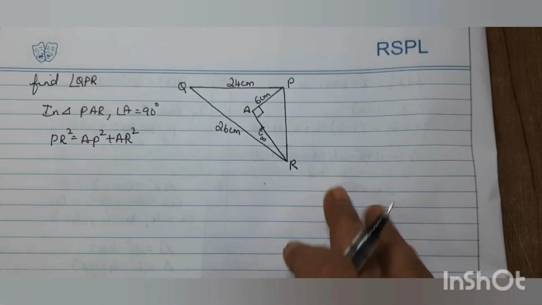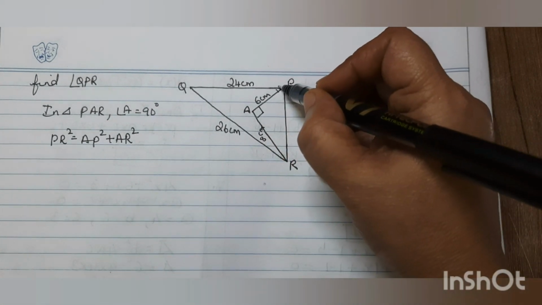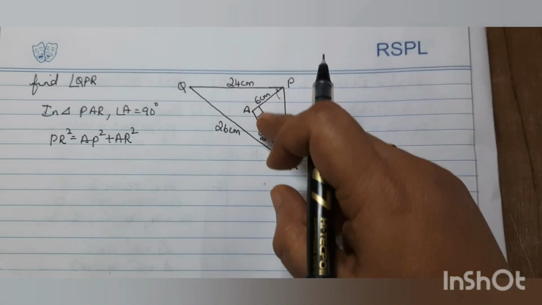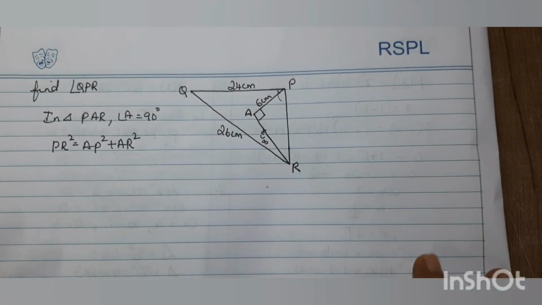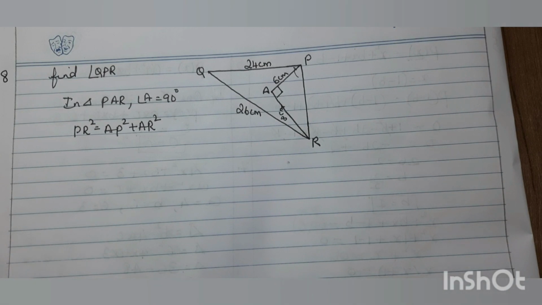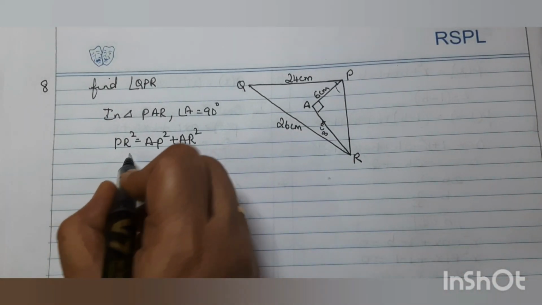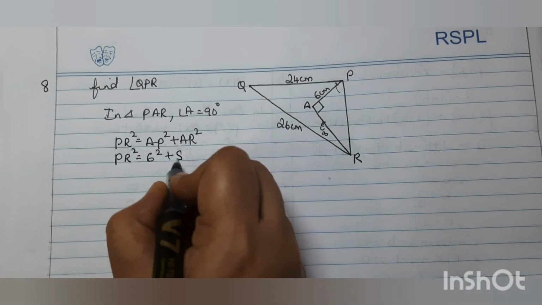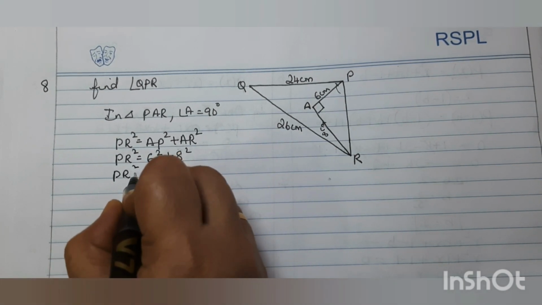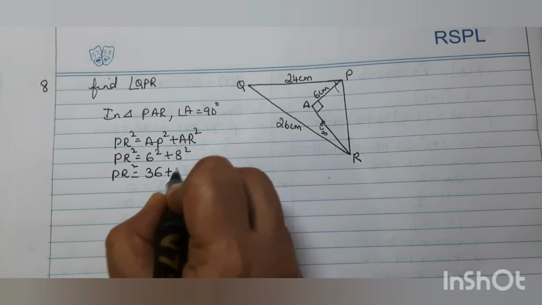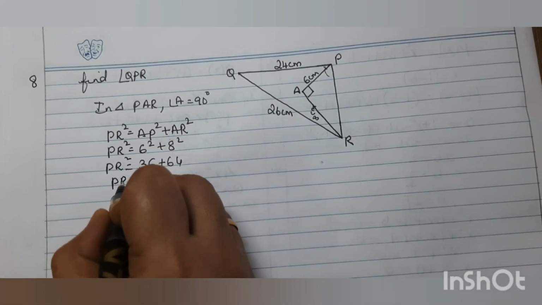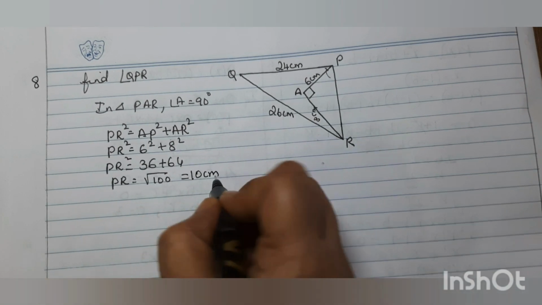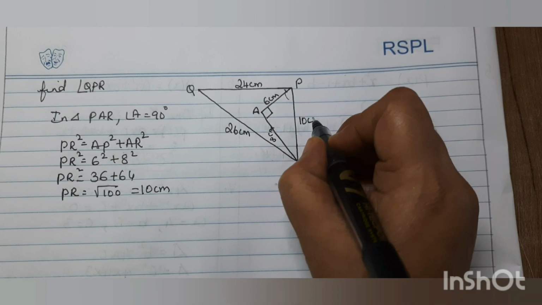So why are we doing this? We have to find PR in triangle PQR and check whether it obeys the Pythagorean triplet rule. If it obeys, then it is 90 degrees. So here we get PR square equal to 6 square plus 8 square. PR square is equal to 36 plus 64. PR will be square root of 100, that is 10 centimeter. So here we got 10 centimeter.